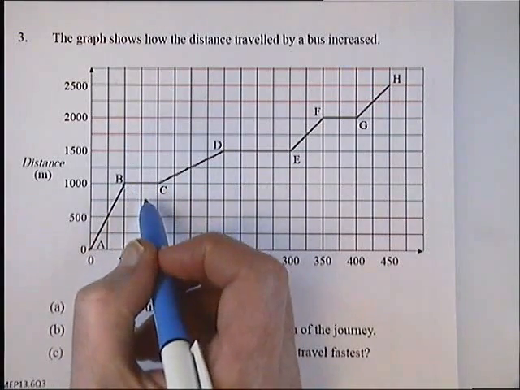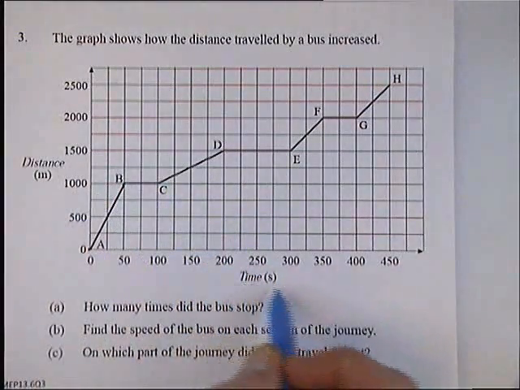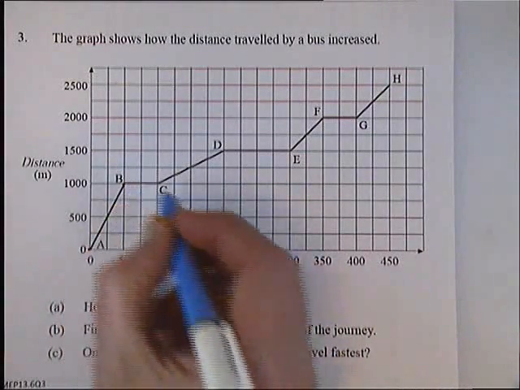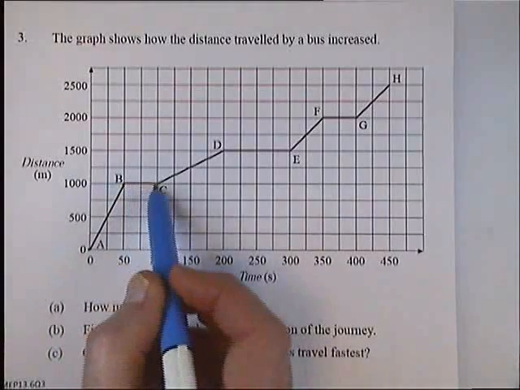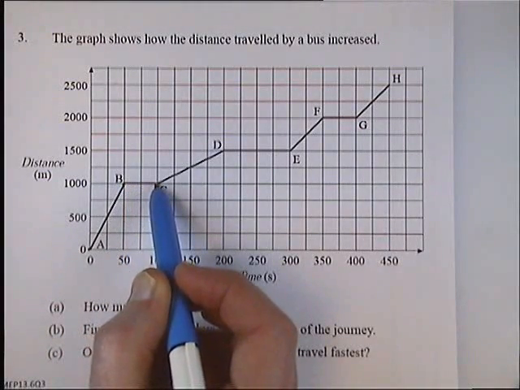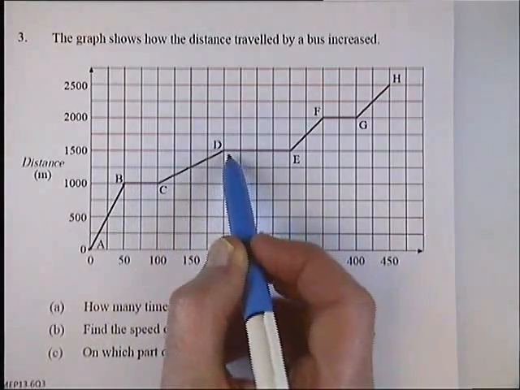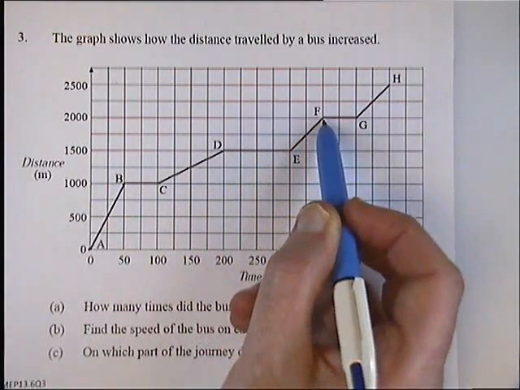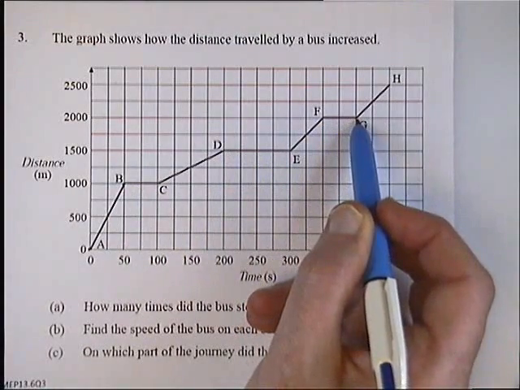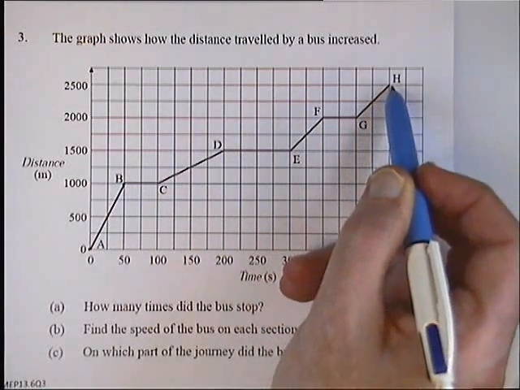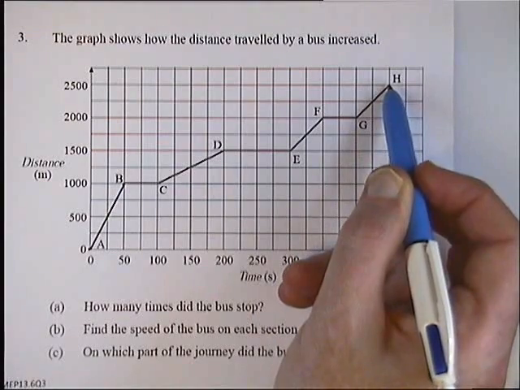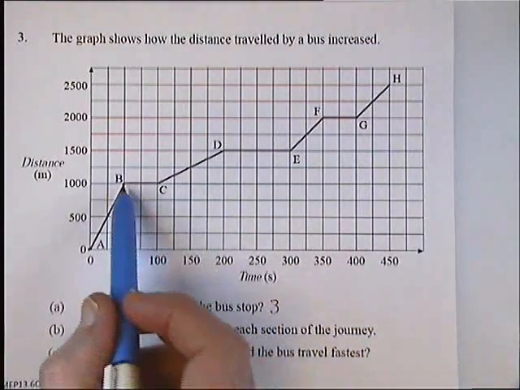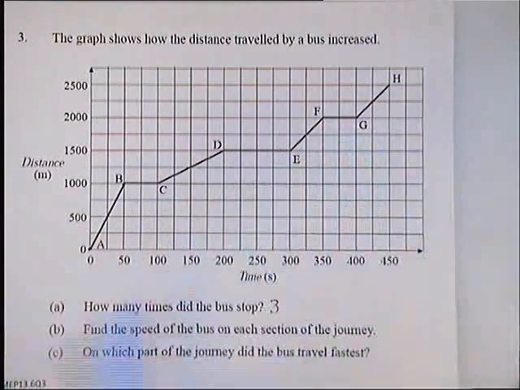Any one of these graphs where you have distance up the side and time along the bottom, any flat bit means it is stopped. So this bus has stopped here, that's once it stopped, then it travelled, then here it stopped, so now that's 2 stops, then it travelled, here it stopped, that's our 3rd stop, and then it travelled, and we don't know what happened after that. So how many times did the bus stop? 3 times. That's because there are 3 flat bits on the graph.